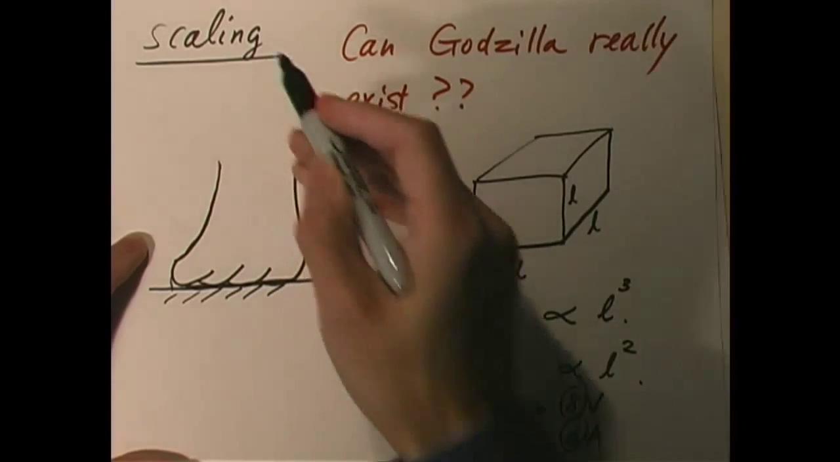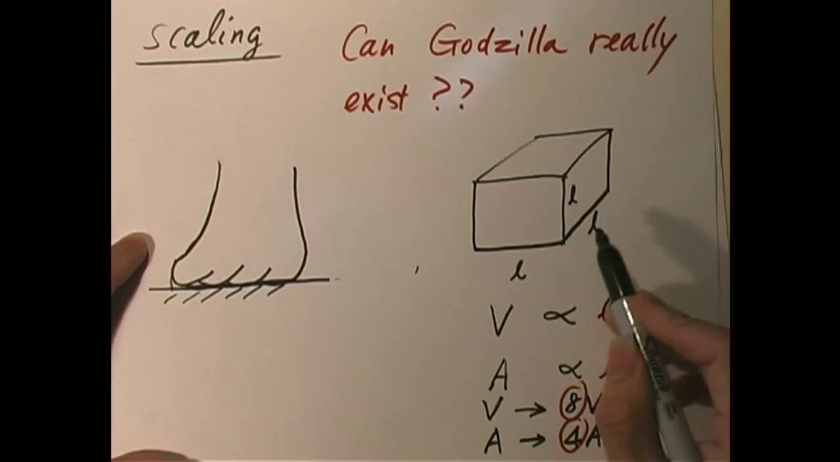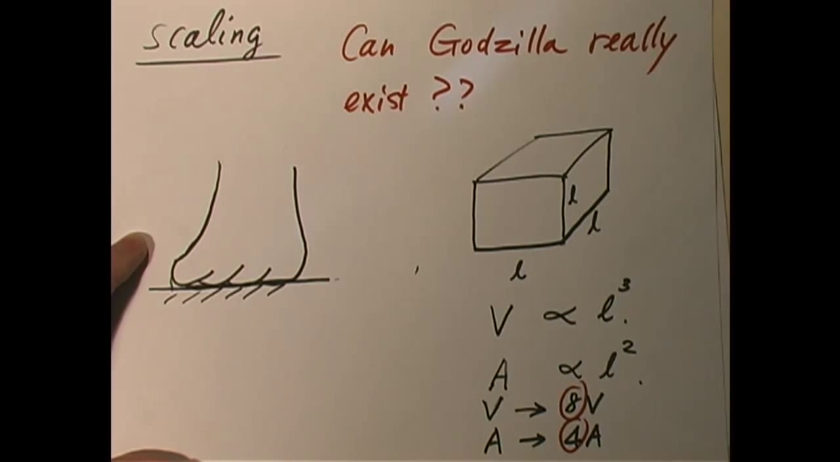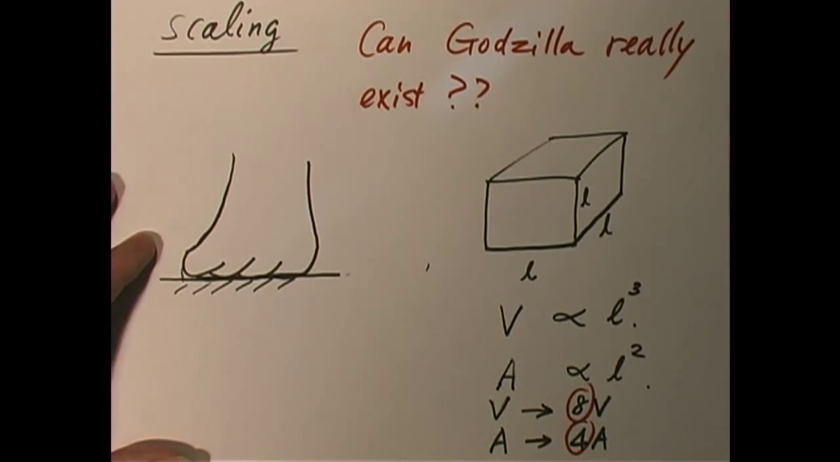This is the idea of scaling, and that is, when you increase the size of something, quantities related to the size, such as volume, area, whatever, may not increase by the same proportion. In other words, if V increases twice as fast as A, then you have problems.